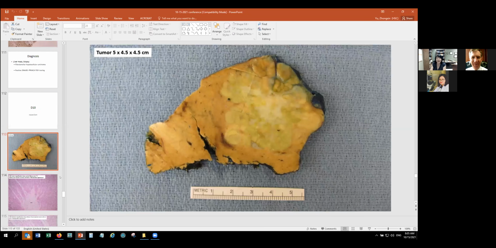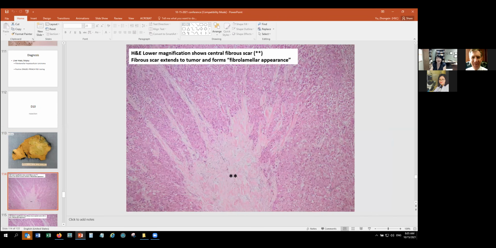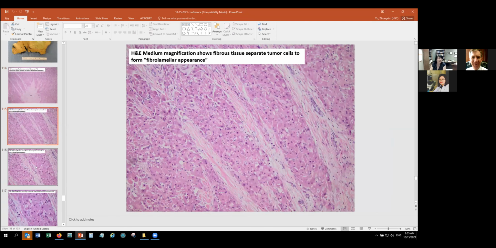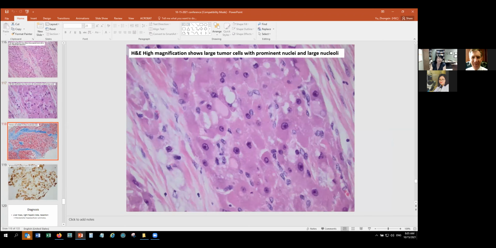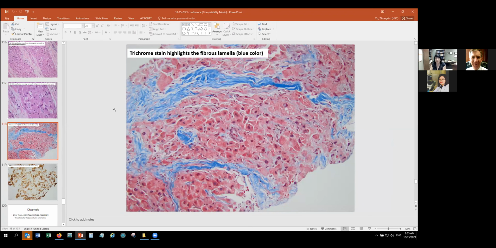And that's the resection. Classic fibrolamellar carcinoma HCC has a central scar. So that's the central scar, and from this scar come out those fibrous lamellae. The patient dissects the fibrolamellar. That's a trichrome, so you can see that fibrolamellar pattern.